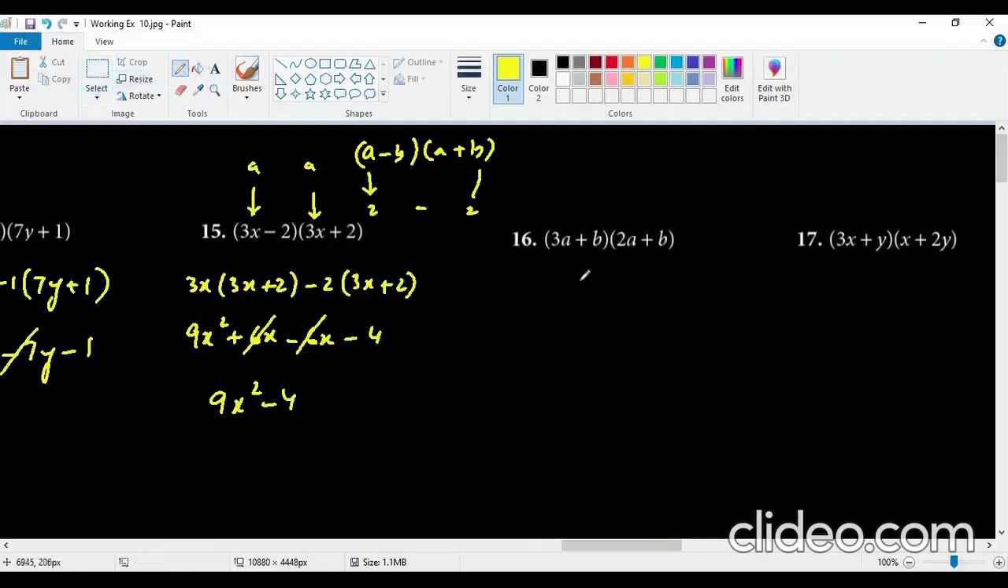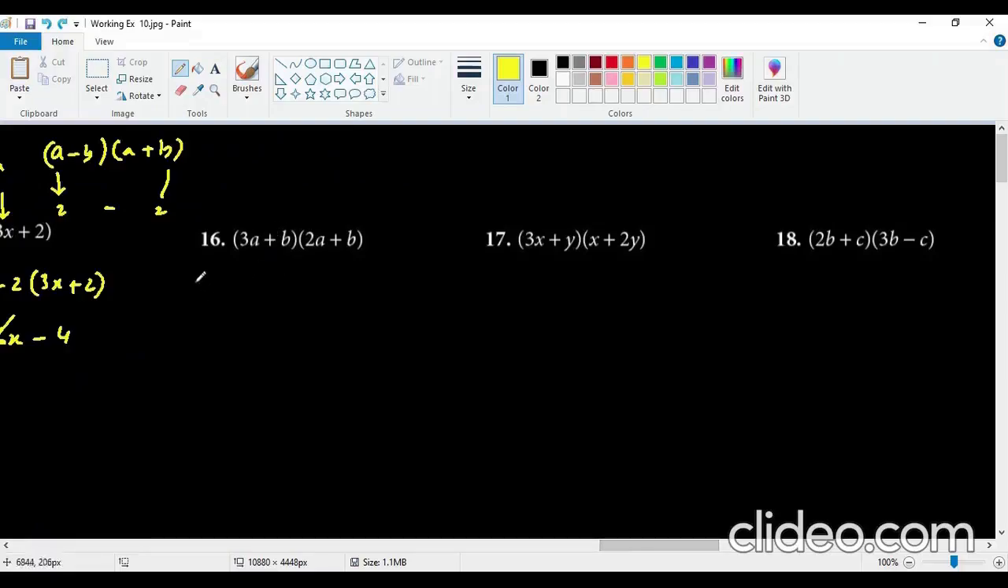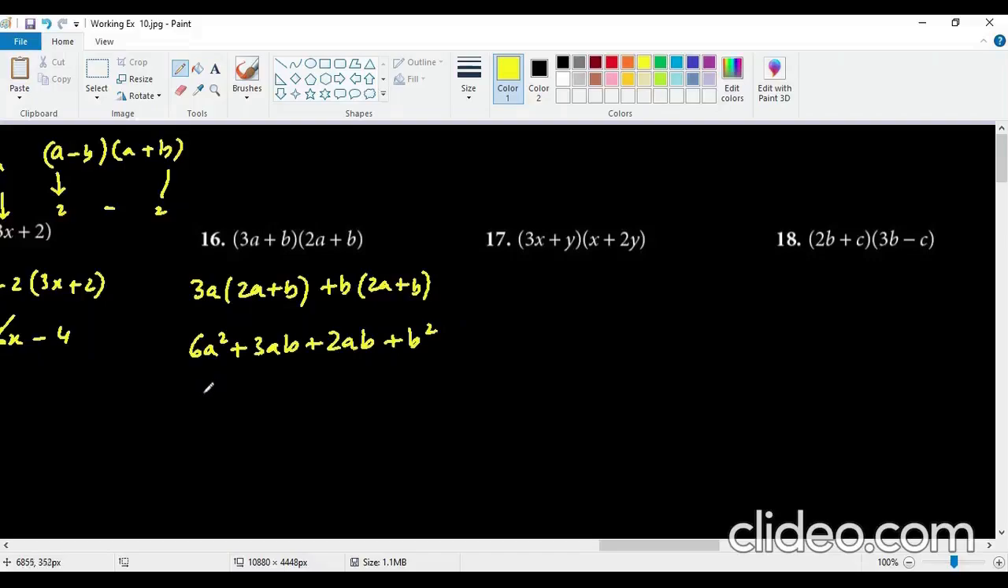But in question number 16, we cannot apply that because this one and this one both are not same. So we cannot apply that formula. Okay, we are doing it manually. Now 3a is multiplied by 2a plus b, and plus b is multiplied by 2a plus b once again. So first one is going to give me 6a square plus 3ab plus 2ab and plus b square. 3ab plus 2ab is going to be 5ab.